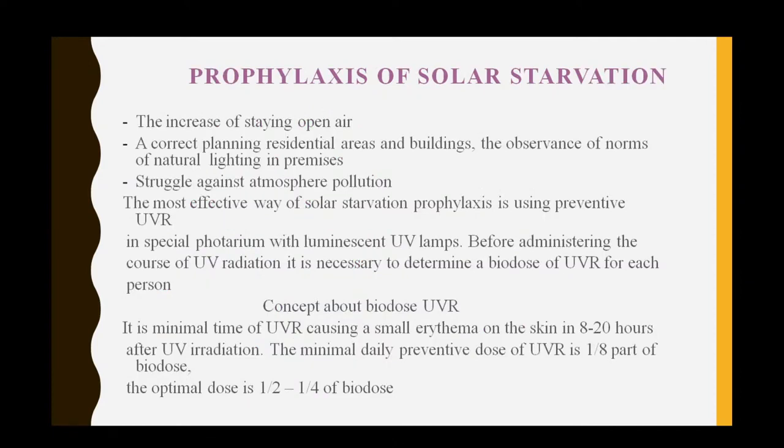Prophylaxis of solar starvation: increasing time spent in the open air, correct planning of residential areas and buildings, observance of norms of natural lighting in premises, and struggle against atmosphere pollution. The most effective way of solar starvation prophylaxis is using preventive ultraviolet radiation in a special photarium with luminescent UV lamps. Before administering the course of ultraviolet radiation, it is necessary to determine the biodose of ultraviolet radiation for each person.